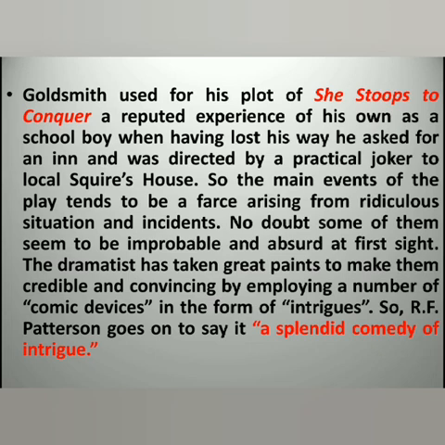Okay, so the main events of the play tend to be a farce arising from ridiculous situations and incidents. There is no doubt that some of the incidents seem improbable and absurd at first sight. The dramatist has taken great pains to make them credible and convincing by employing a number of comic devices in the form of intrigues. So here the important thing is that the intrigues in the play are the comic devices, okay?